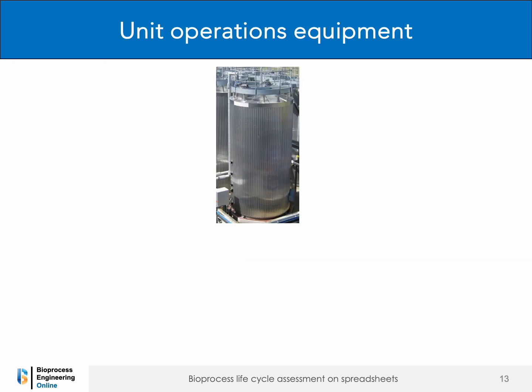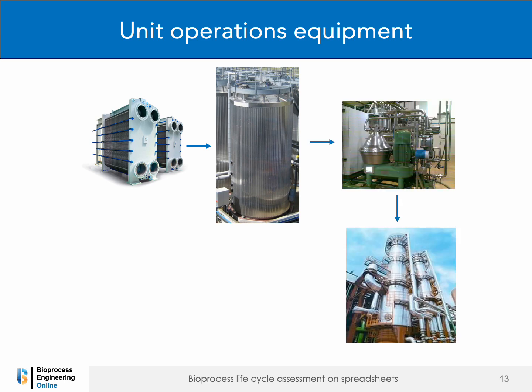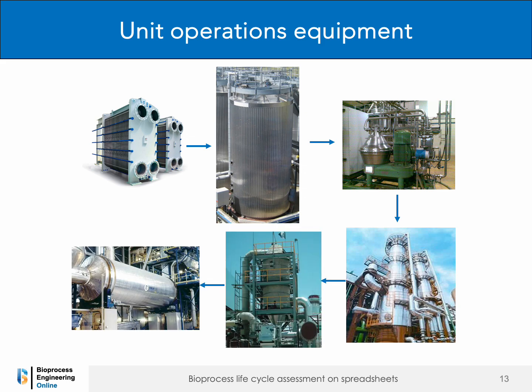For each unit operation, the industrial equipment utilized has to be specified. For the glutamic acid production process case study, the central equipment is a 200 cubic meter fermenter. Supplementary equipment comprises a plate heat exchanger utilized for sterilization, a disc centrifuge, a falling film multiple effect evaporator, a crystallizer, and a rotary dryer.